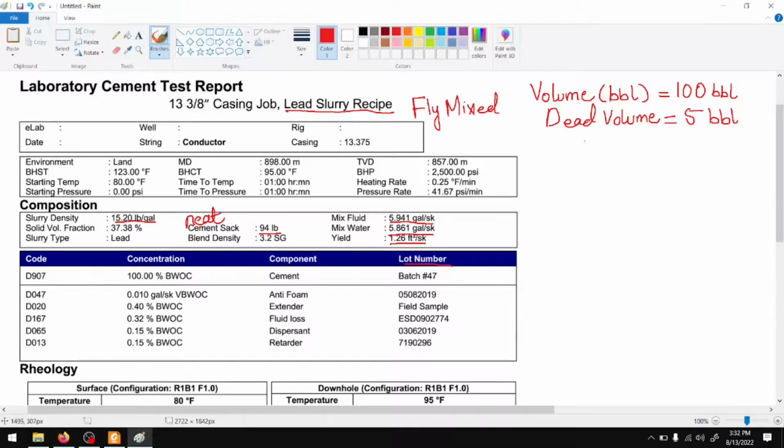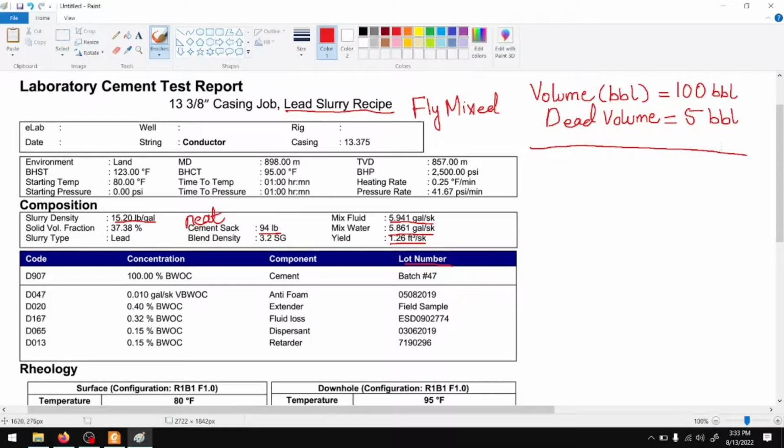We'll get into what exactly a dead volume is when we look into cementing volumes, but a brief description would be: this is the amount of mixed fluid that would be left in the tank after you're done pumping your slurry. So this is the volume which would not be pumped, which would not be mixed with cement to make slurry. Anyhow, let's move on with the calculation.